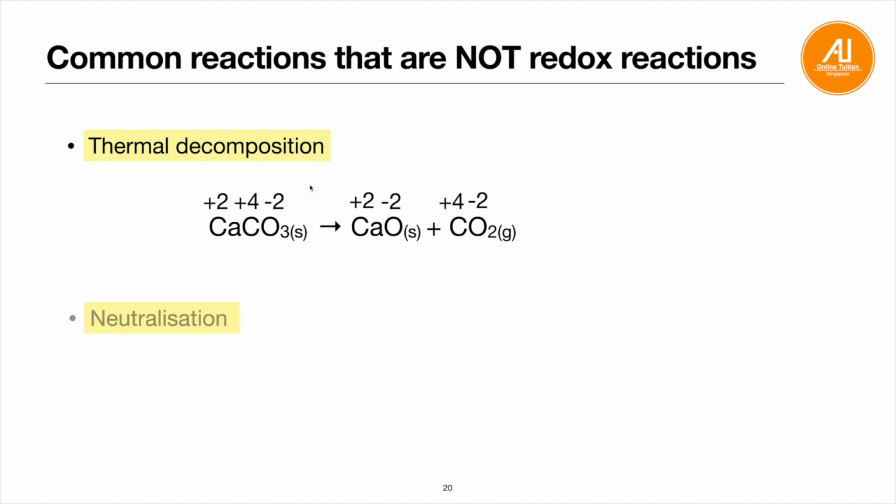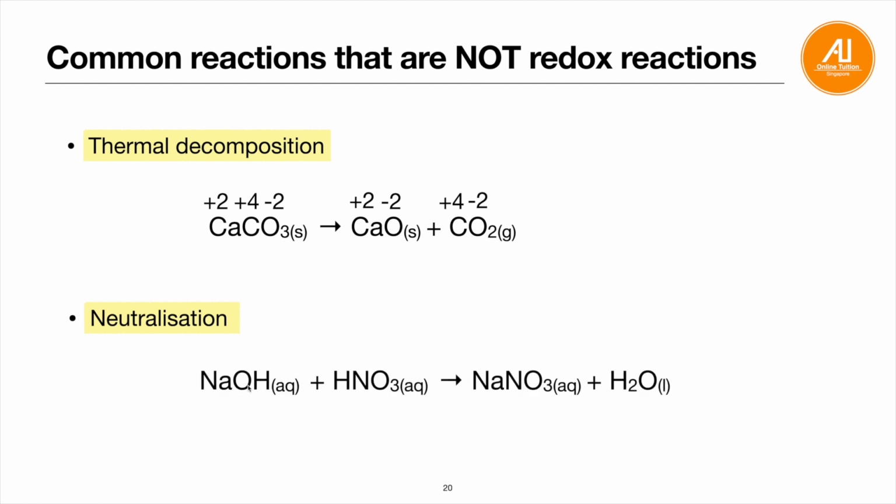The next example is neutralization. Your typical alkali, sodium hydroxide, reacts with an acid, nitric acid, to give you sodium nitrate and H2O. Let's look at the oxidation numbers one by one. Oxygen is always -2, hydrogen is +1, sodium ion is +1, so you add up to 0. What about nitric acid? Oxygen is -2, hydrogen is +1, so you work backwards, nitrogen will be +5.